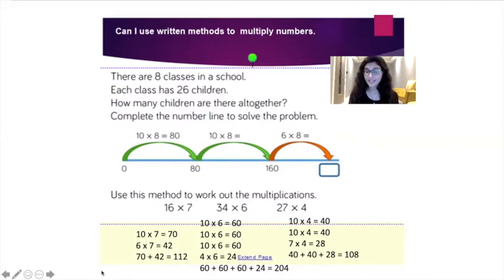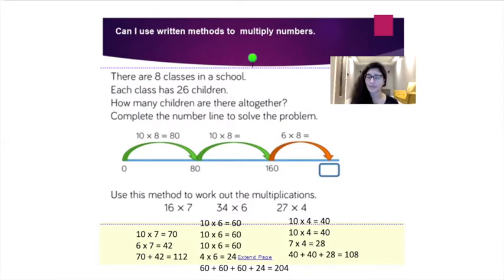Then what I did is I multiplied both of those numbers, 10 and 6, by 7, because they both need to be multiplied by 7. So 10 times 7 would be 70. 6 times 7 would be 42. Now, because 10 and 6 are part of the same number, you need to add the totals together. So 70 plus 42, if you work it out using the column method, it should give you 112. So 16 times 7 is 112.